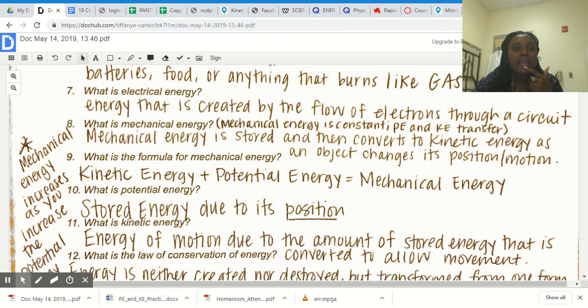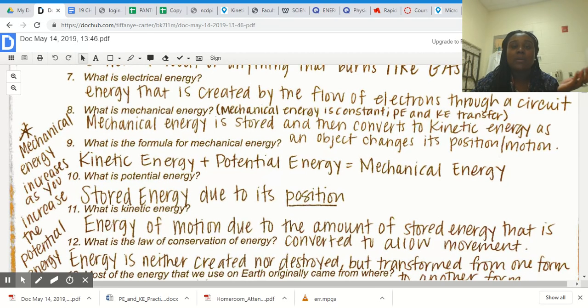All right, number 8. What is mechanical energy? So we're going to pause here for a second. When we're talking about potential and kinetic energy, potential is stored, kinetic energy is the energy of motion. But there are different types of energy that fall underneath those categories. So under potential energy, you find chemical energy, it's stored energy. When we're talking about kinetic energy, you have something like electricity that's always flowing. Mechanical energy is a combination of both of those.